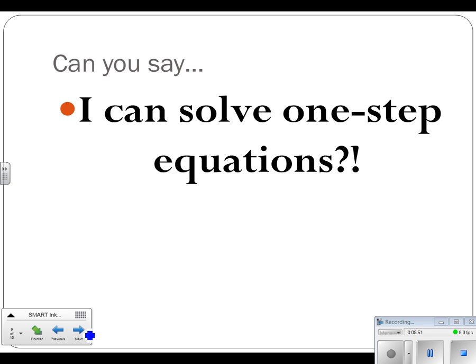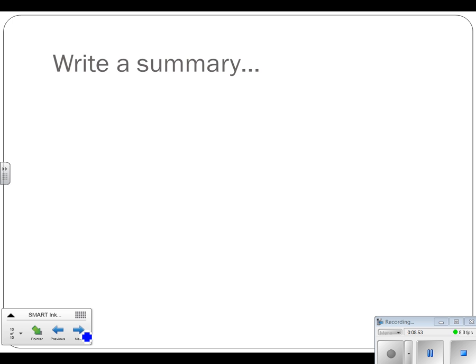Can you say, I can solve one-step equations? Write a summary and reflection and be prepared with any questions for in class during work time.